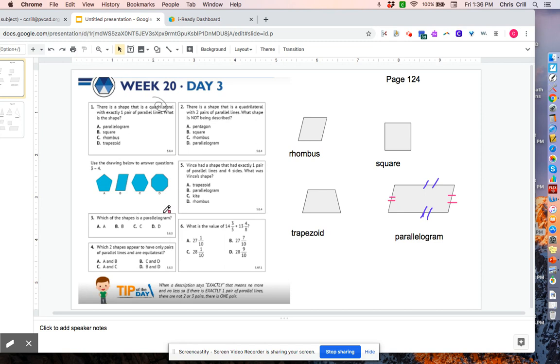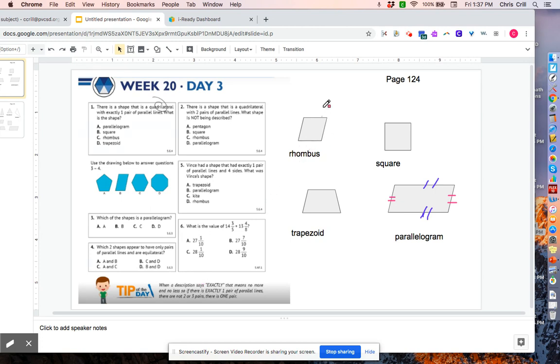Which of the shapes is a parallelogram? Well, I think you can use this as a reference to successfully answer that question. Number 4, which two shapes appear to have only pairs of parallel lines and are equilateral? So what is that asking? That means the entire shape has pairs of parallel lines and are equilateral.